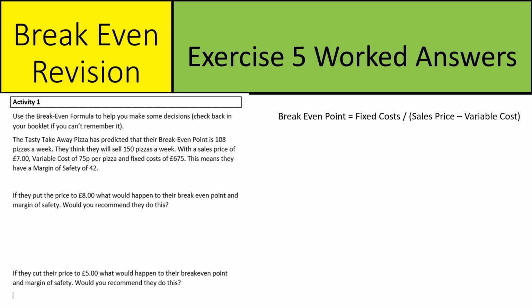So what we're going to look at is if they put their price up to £8, what would happen to their break-even point and their margin of safety? So we're going to put in the £8 as their new sales price in here. So we've got 675 divided by 8 minus 75p equals now 93 pizzas. So they're going to break even at less. Putting the price up has reduced the break-even point from 108 to 93, which means their new margin of safety is 57 pizzas. That might be a good idea, but we've got the question here, would they recommend it?